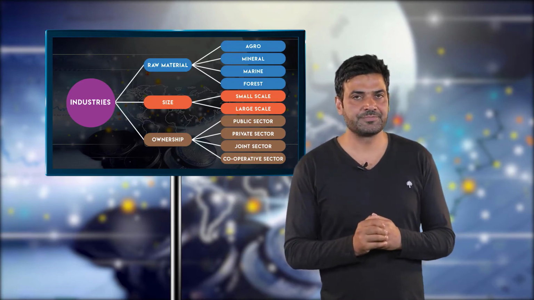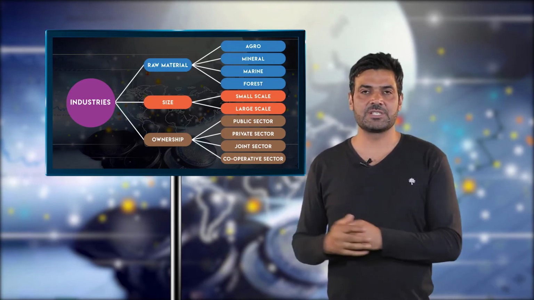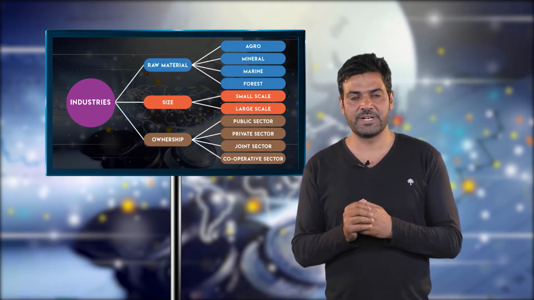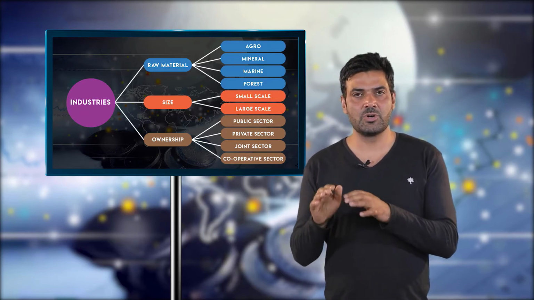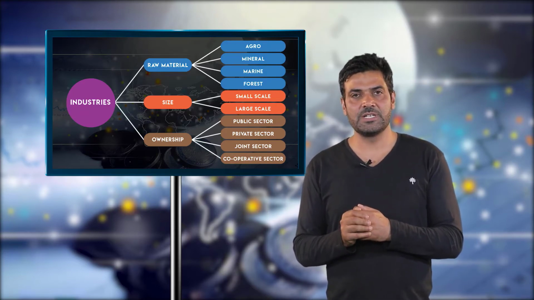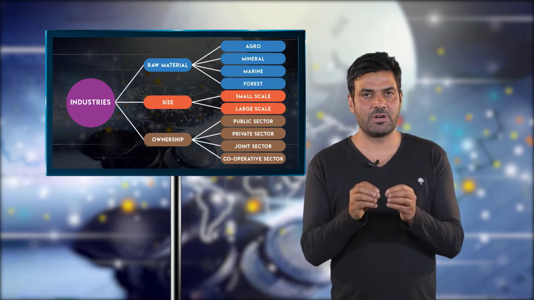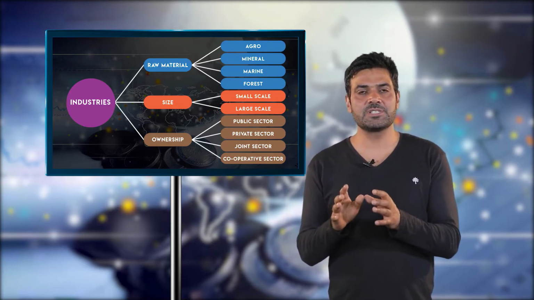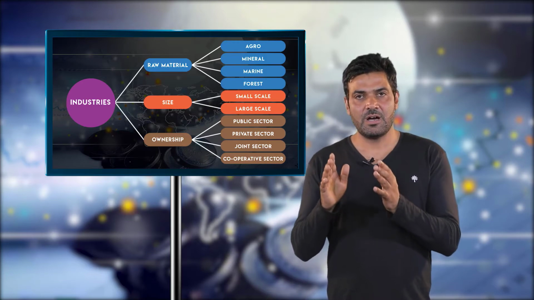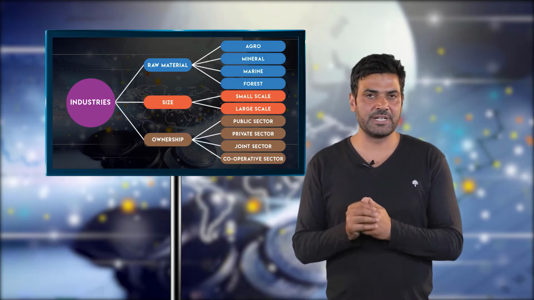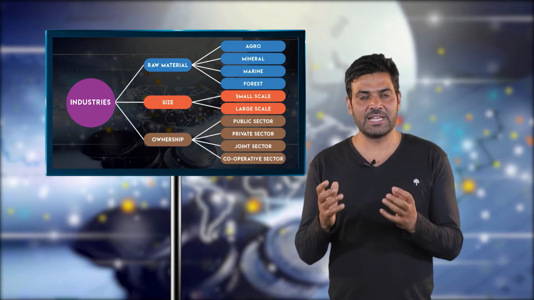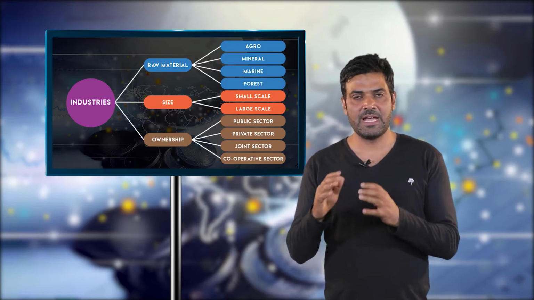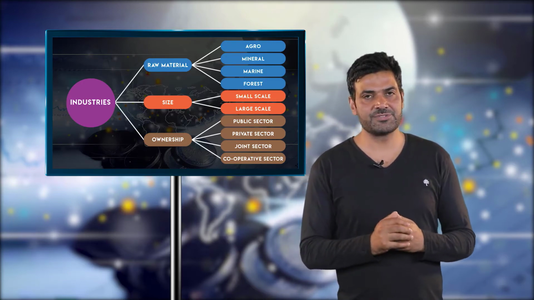Now coming to the mineral-based industries, this is one of the types of industries based on the raw material. Mineral-based industries are those industries which use mineral ores as their raw material. These are called the primary industries or the feeder industries because the products of these industries are used by other industries as raw material. For example, we have the iron and steel industry, petrochemicals, and the cement industry as examples of mineral-based industries.